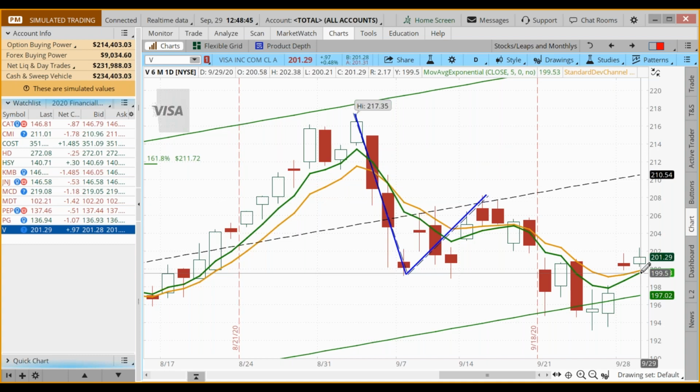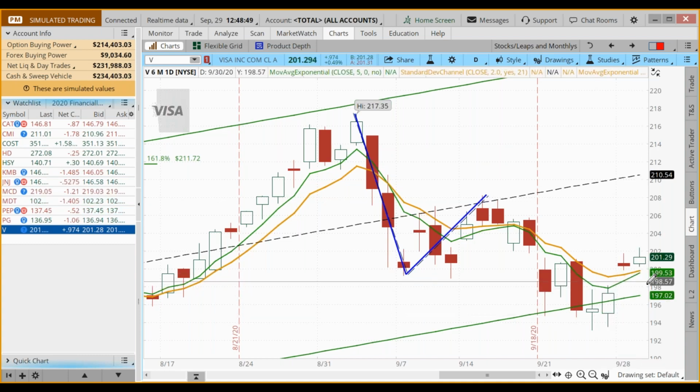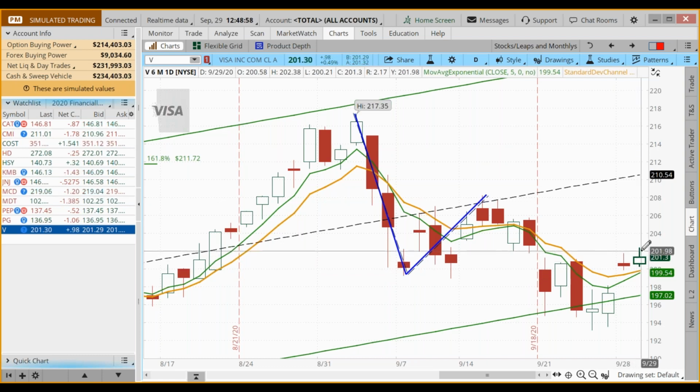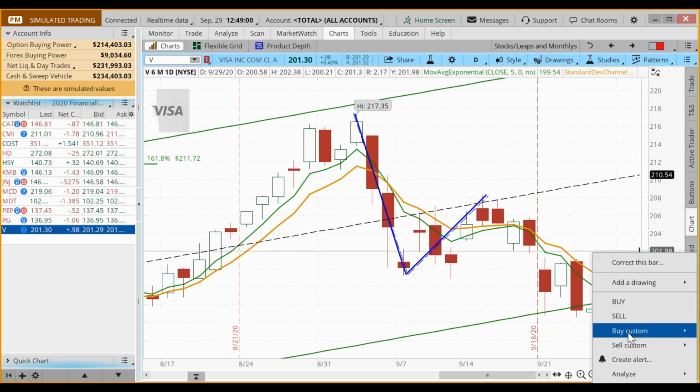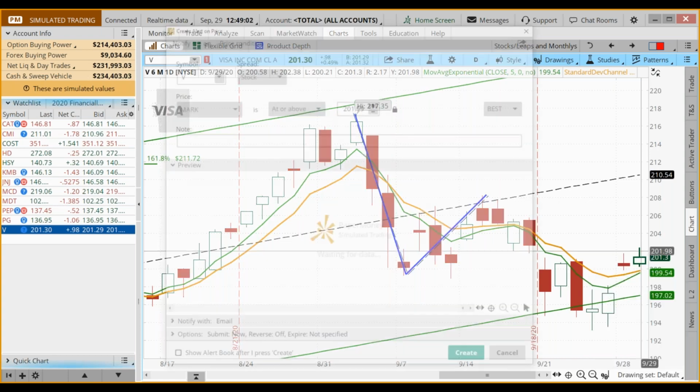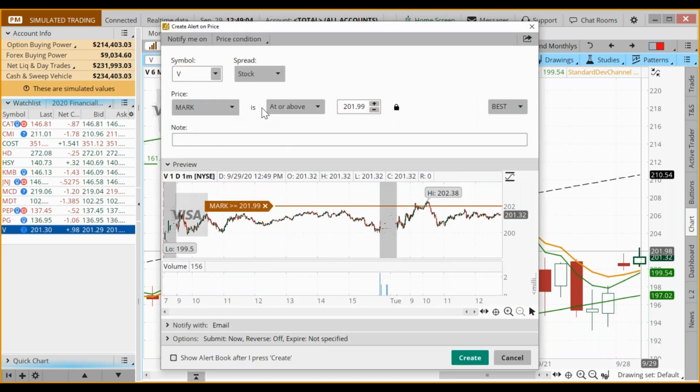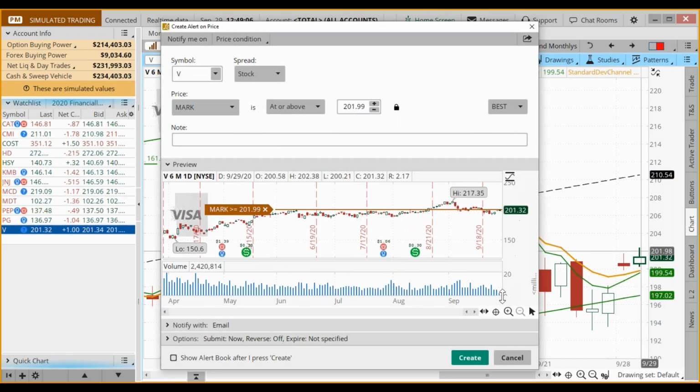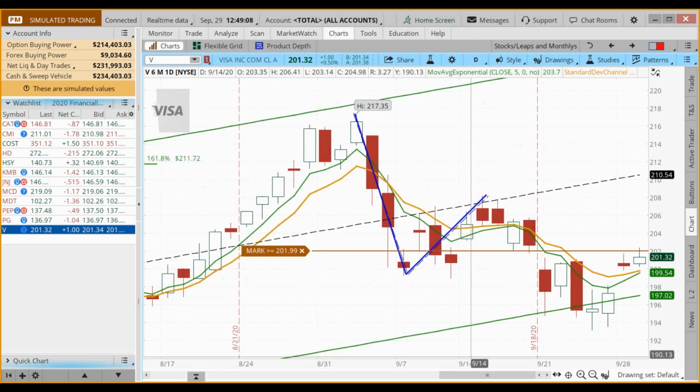I don't. What I do try to do is put in some alerts, and let me show you how to do that. Let's say it comes up to around here. Well, probably it's going to be crossing. So I'm going to put in an alert there by right-clicking. See where it says create an alert? And if it goes at or above there, I want to be alerted.